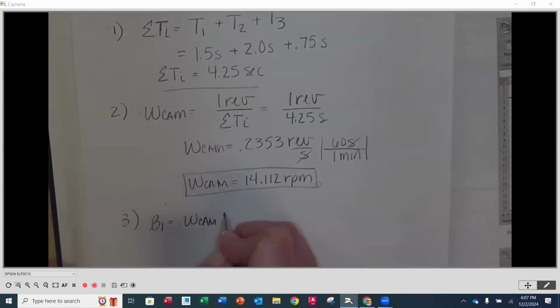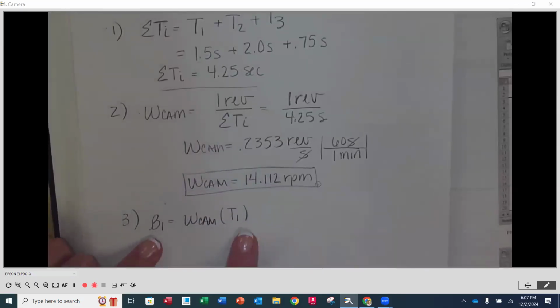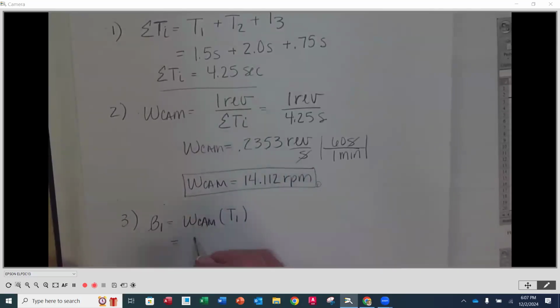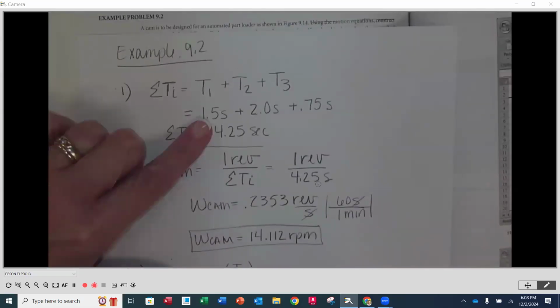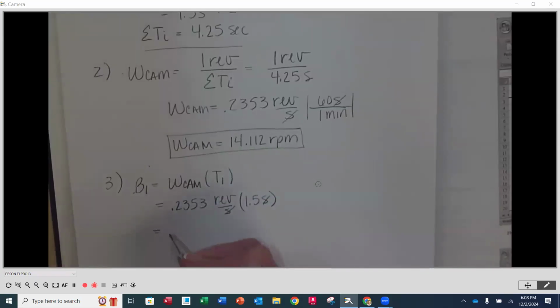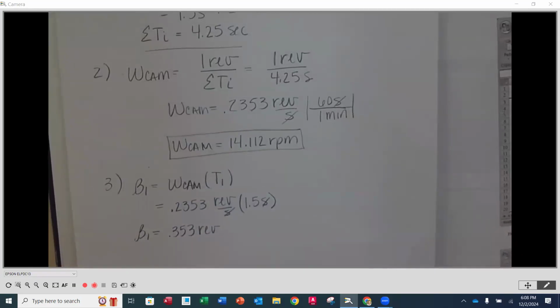I am not a mechanical pencil person. Times T1. So if it's beta 1, we want to multiply it by T1. So we're going to take this time the 0.2353 revolutions per second, and we're going to multiply that by T1, which was 1.5 seconds. 1.5 seconds cancels. And I think we're going to get our beta 1 comes out to be 0.353 revolutions.